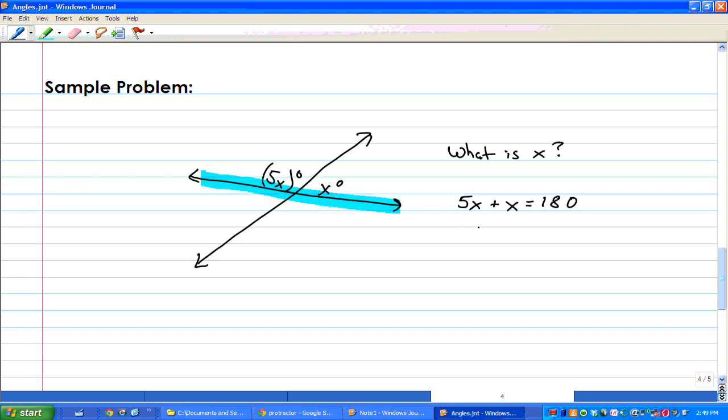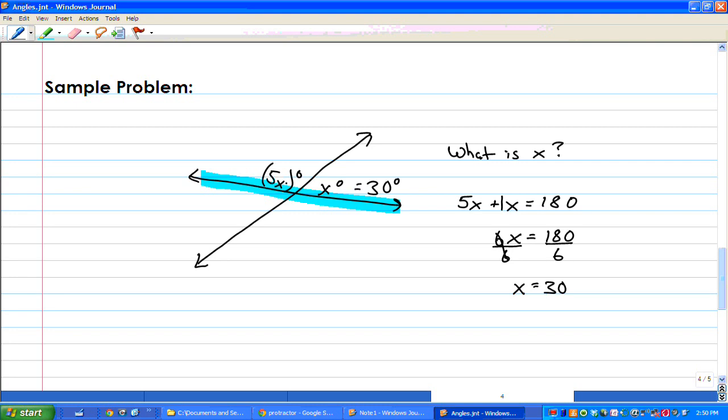So 5x plus 1x, remember this is the same as having a 1 there, is 6x. This is equal to 180 degrees. Now I have a one-step equation to solve. So I divide by 6 on both sides, and x is equal to 30. So this is a 30-degree angle.